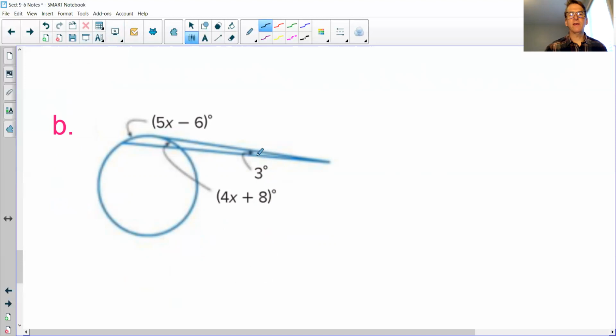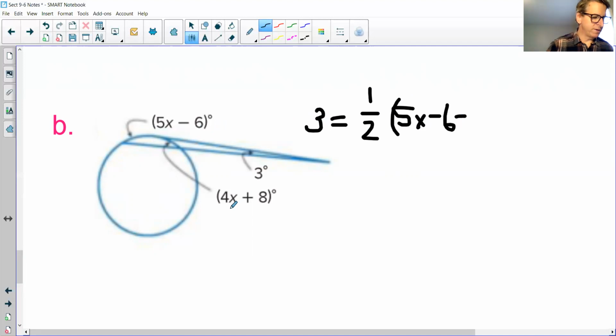Okay, so you're given that this angle is 3 degrees. You've got this arc inside, you got 4x plus 8. You have this arc on the outside, 5x minus 6. So let's go ahead and first put your 3 degrees down. That's going to equal 1/2 times the difference of 5x minus 6, and then I'm going to subtract 4x plus 8.